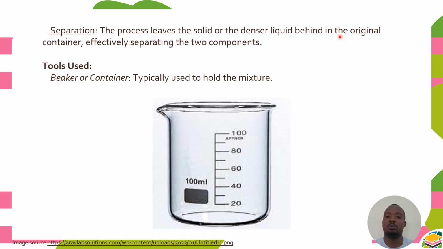As for the tools you are supposed to use, you use a beaker or a container, typically to hold the mixture. As you can see, this is a beaker. Remember the tools and apparatus we use in the lab, we mentioned the beaker. So in a decanting process, you use a container. If you don't have a beaker, you can use a container. Either way, it will work the same. As I've already said, the process leaves the solid or the denser liquid behind in the original container, effectively separating the two components.